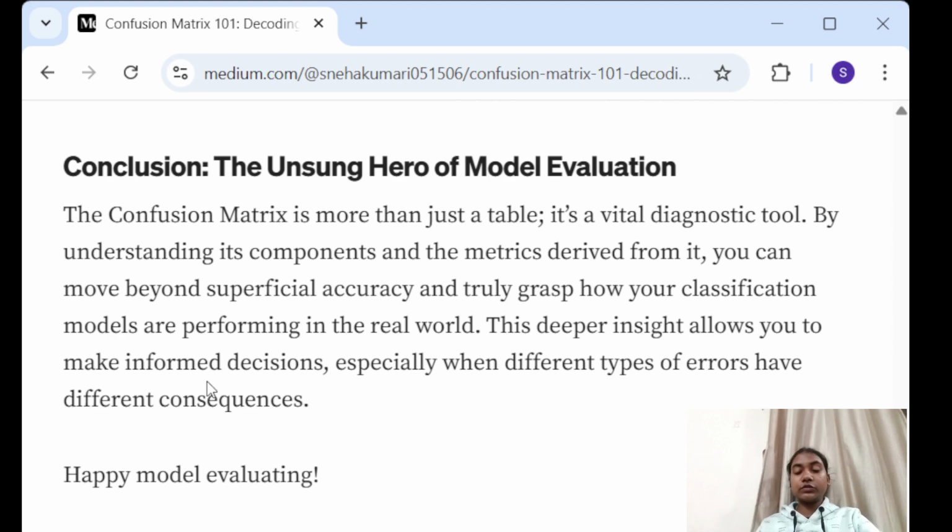So at last I just want to say that the confusion matrix is not just a table, it is more than a table. It's a vital diagnostic tool. It trains our computer on whether it is a true positive value or a true negative value. Because of the confusion matrix, we can get accurate data. So the confusion matrix is an important concept, so learn about this.